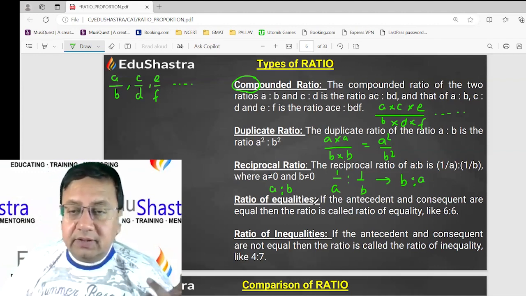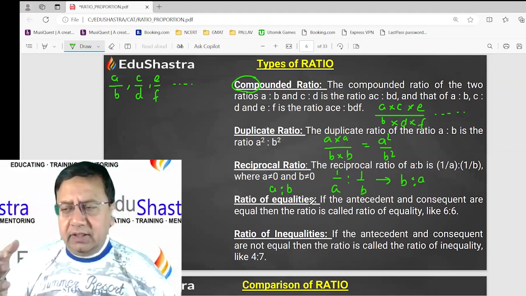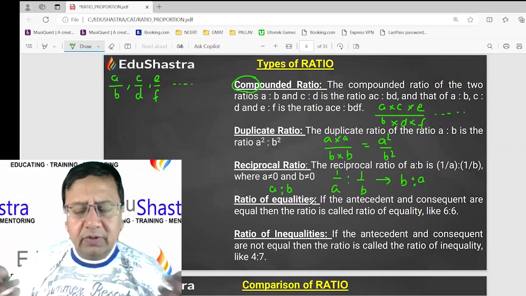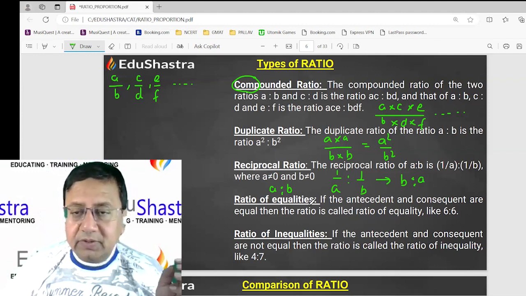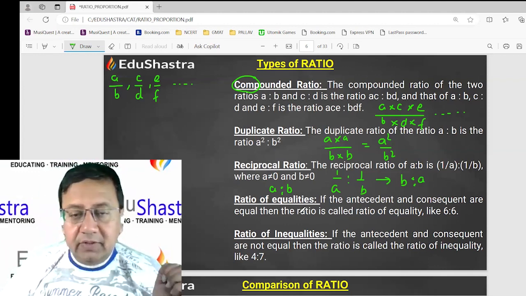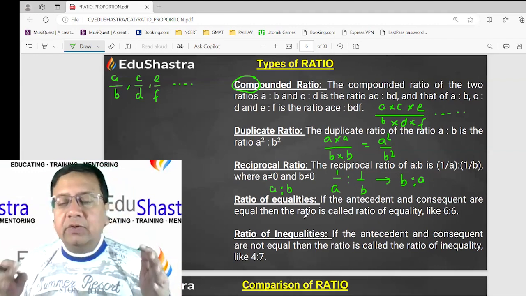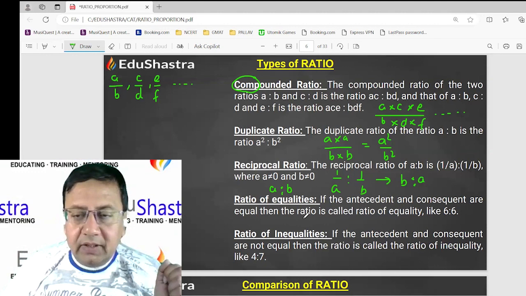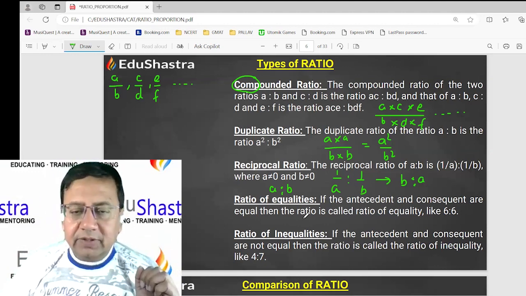Ratio of equality, the same ratio. Like we say, okay, this is a sugar and water solution, and the ratio is 1:1. The same part, right? So this is a ratio of equality. Numerator and denominator both are equal. And ratio of inequality is when the two terms, numerator and denominator, are different, right? So these are the different types of ratios.